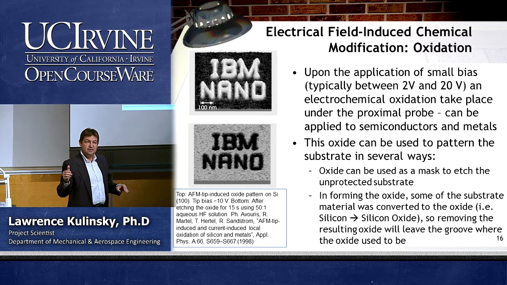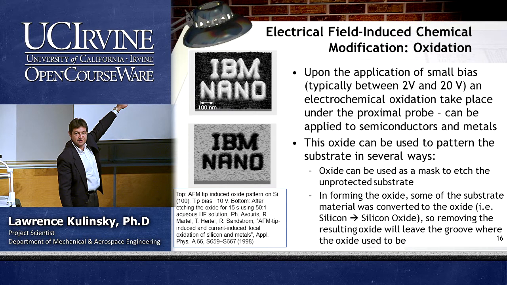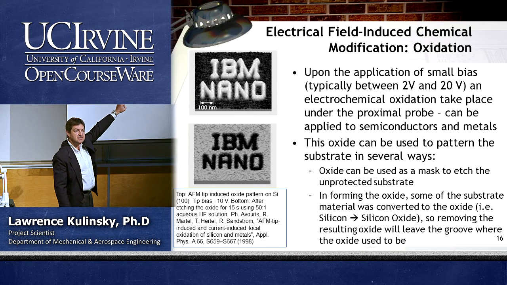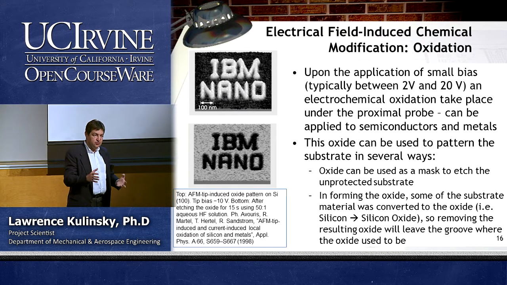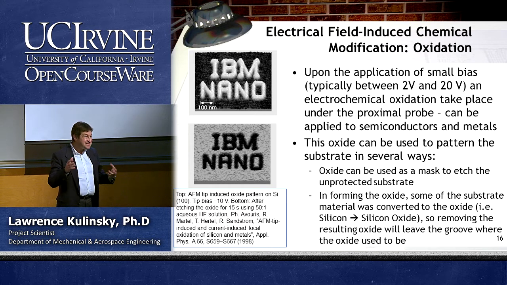So why, when we remove oxide, this IBM Nano still left? Can anybody tell me? Let's think how oxide is produced. What did we do to produce oxide? Where did we take this silicon for silicon dioxide? We took it from the surface, right?